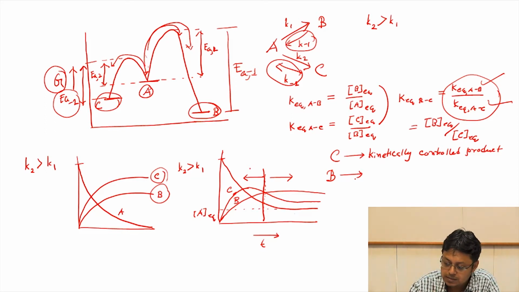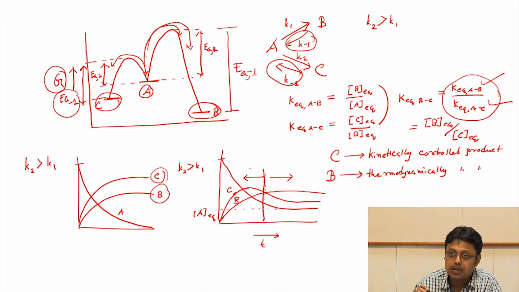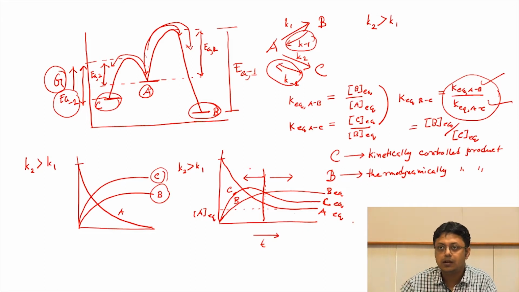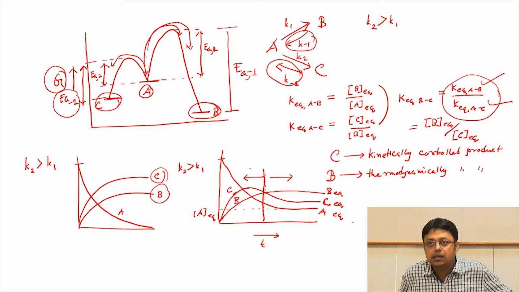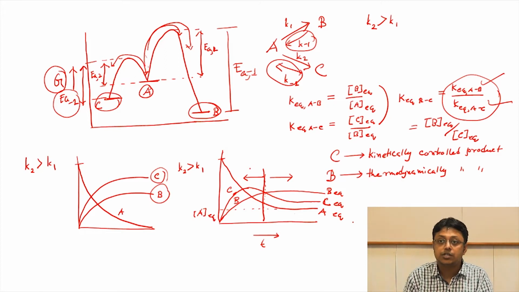So B is called the thermodynamically controlled product. In the long time or in the high temperature limit, you will see that B is forming more than C. So you'll see the C curve is down here and the B curve is here and A is here. This is where everything has reached equilibrium at a very long time, or you could achieve it in a much quicker time by increasing the temperature, by allowing all the reverse reactions to happen.